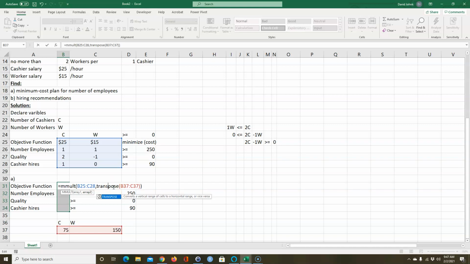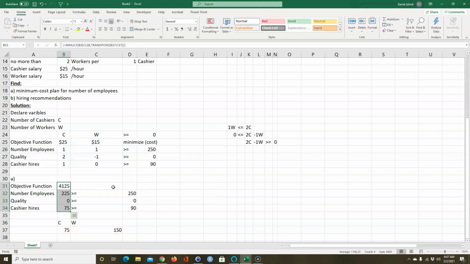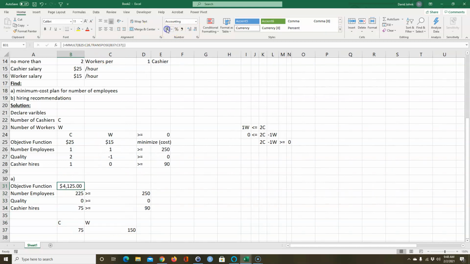So now instead of hitting Enter, you have to hit Control. You hold down the Control key, CTRL on your keyboard. Then hold down the Shift key, SHIFT, and then hit the Enter key. That's going to do it for you. So whenever you're doing a matrix formula like that, you have to do it that way.